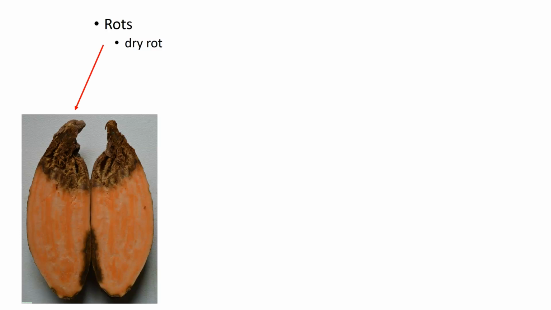We can talk about rots. Rot means something is going away. There are two types of rots. One is a dry rot, and with the dry rot, basically everything becomes dry. We can see something like this, and this is a sweet potato, and you can see the dry rot, and it seems to be drying up on there. It's no longer functional. We can have a wet rot where things liquefy.